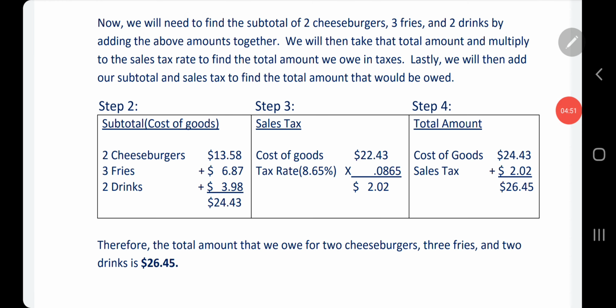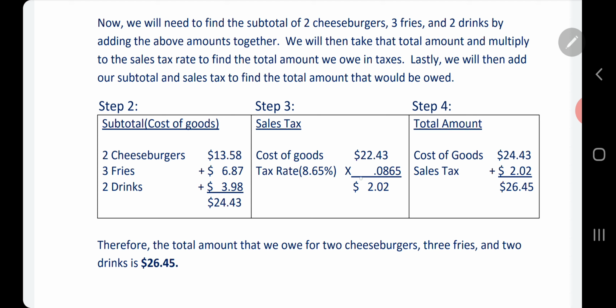All right, guys, I know that things look a little bit different, but I just paused the video and corrected my error real quick. So once again, we were on the sales tax. We had $22.43, and we multiply it by the tax rate of 8.65%, or 0.0865. When we multiply those two numbers together, we get $2.02.